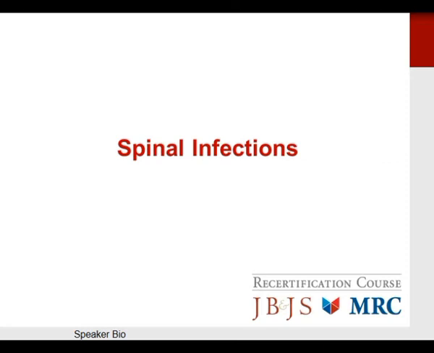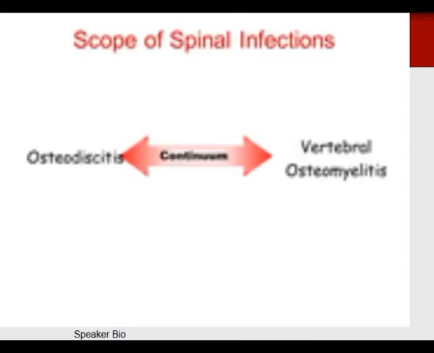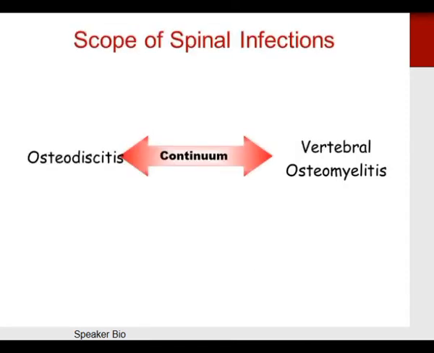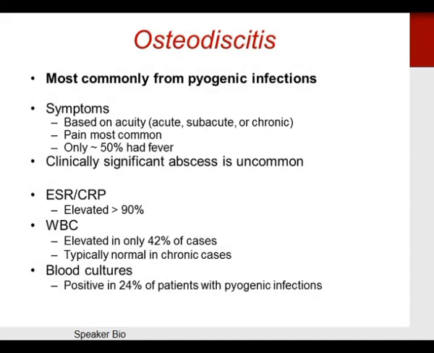Spinal infections. These really are a continuum between osteodiscitis to osteovertebral myelitis and epidural abscess. But if we think about them as single entities, then osteodiscitis is typically treated non-operatively. It mostly occurs from pyogenic infections. The symptoms vary based on acuity of the disease. If it's subacute or chronic, frequently the patient may present with just pain. Very uncommonly, they will have fever, perhaps less than 50% of the time. And abscesses are uncommon as well.